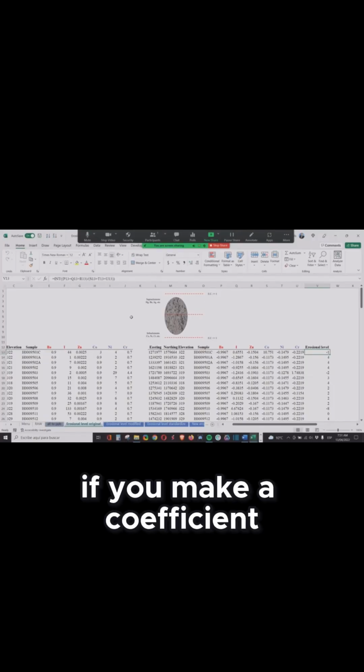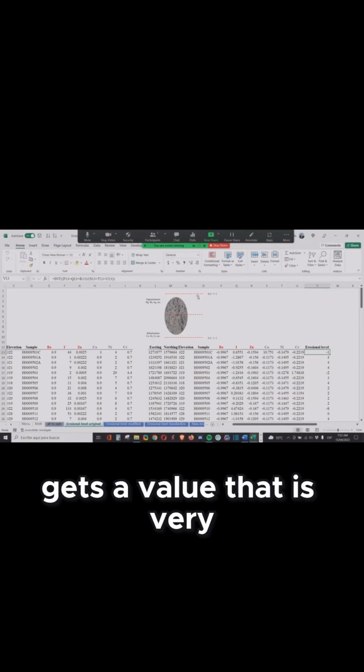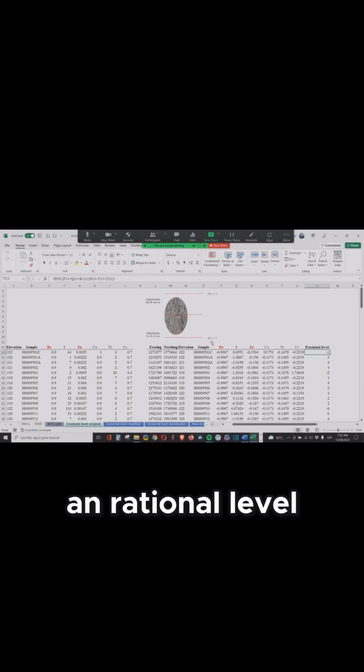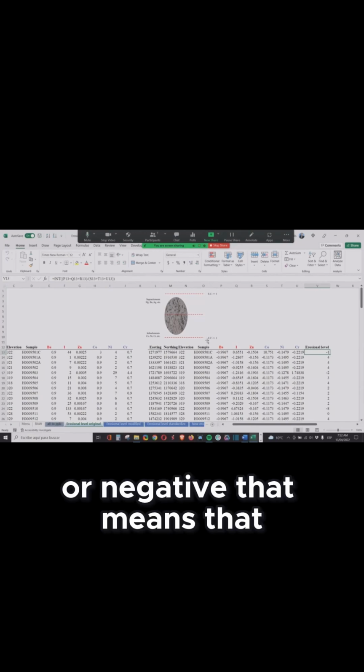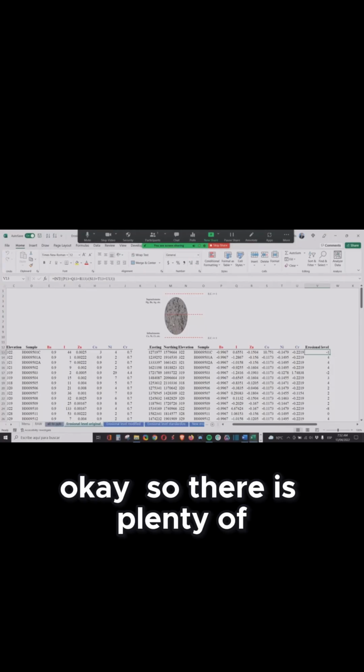So basically, if you make a coefficient dividing the supra elements by the infra elements, and that coefficient gets a value that is very, very big, that means that the erosional level has not yet reached the ore body. That is a very good thing. But if you get a coefficient that is very small or negative, that means that the erosional level has already reached this part. So even though you may have an anomaly, this is a residual anomaly because the ore body has already been eroded.